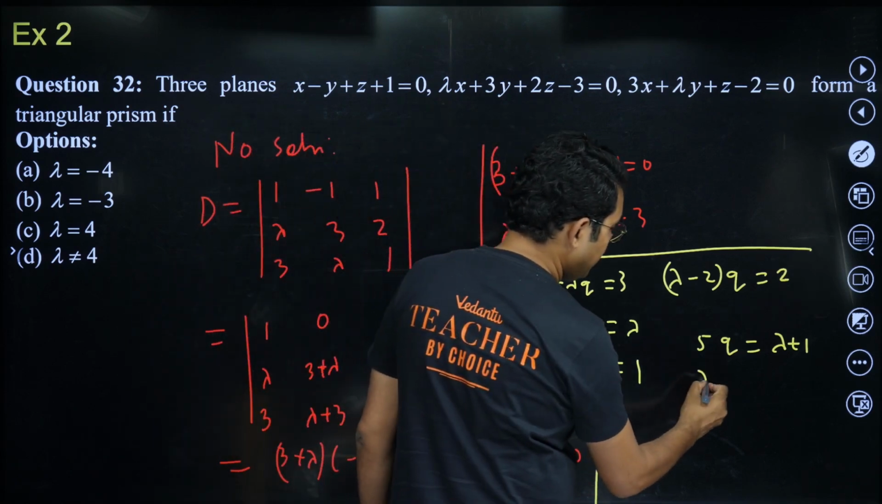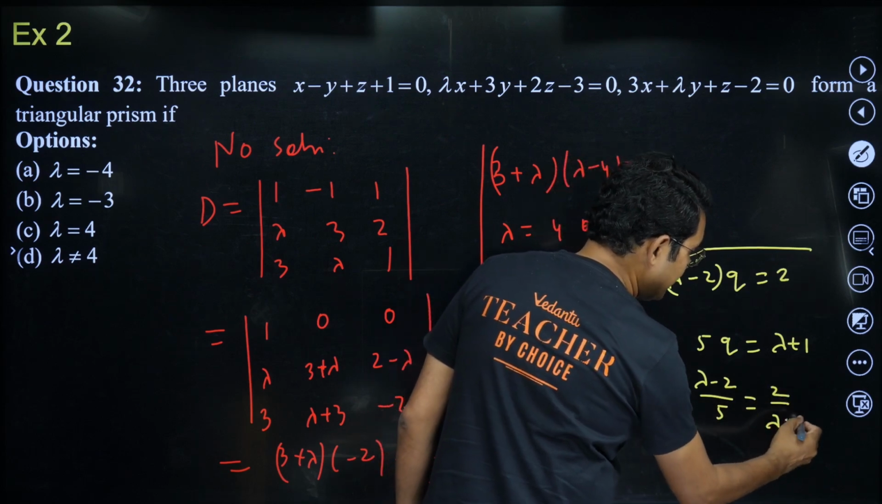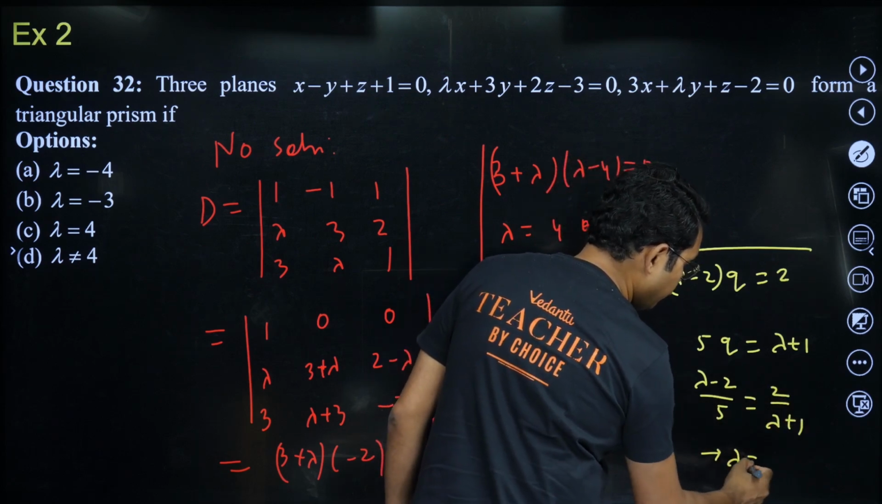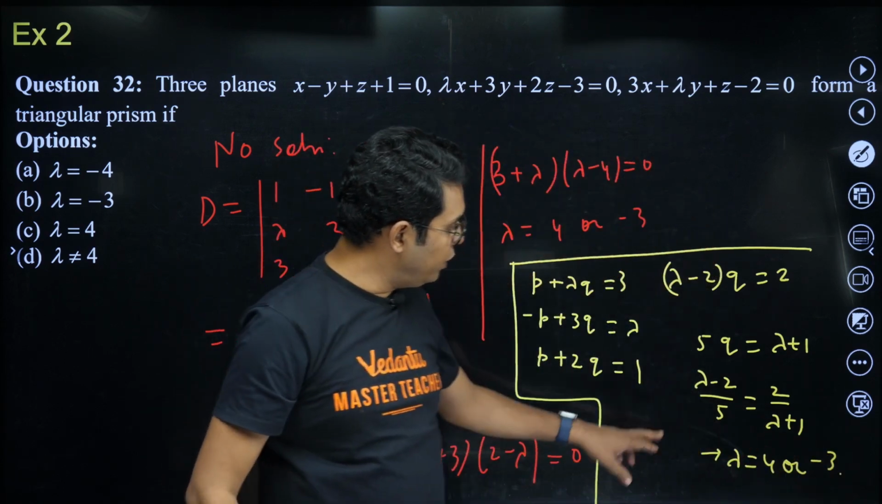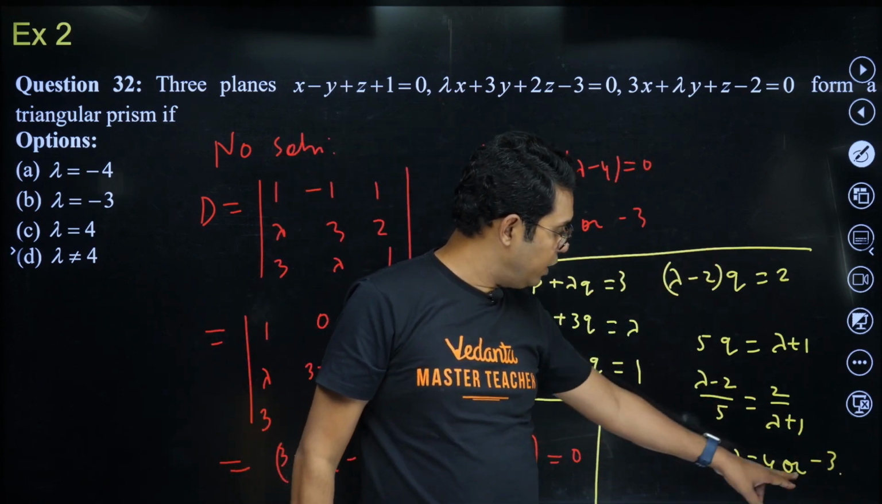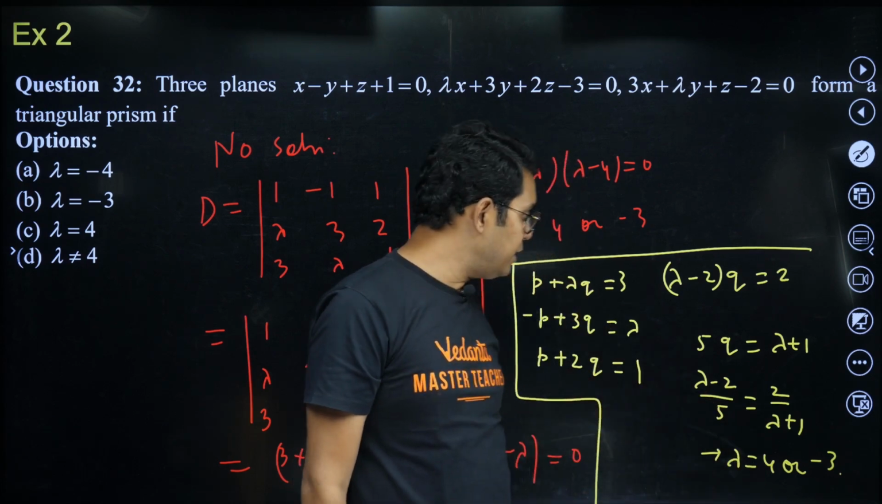I will not do it because I know we will be getting the same answer. That is lambda is equal to 4 or minus 3. You can directly put the values and you can check. For 4, it will be 2 upon 5 and 2 upon 5. For minus 3, it will be minus 1 here and minus 1 here. So these values are satisfied here.